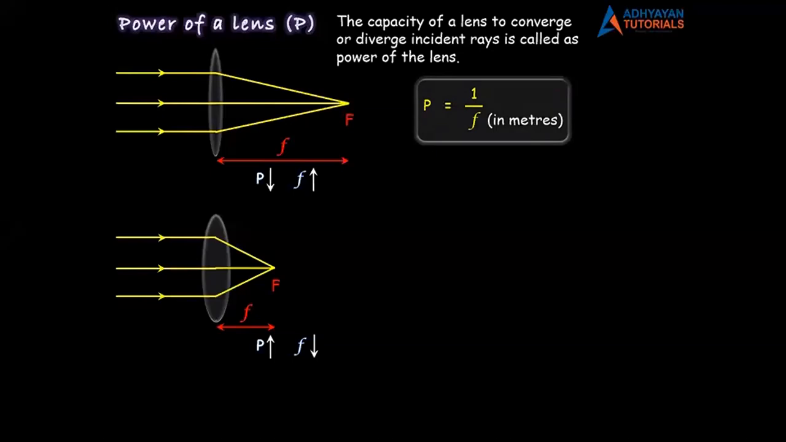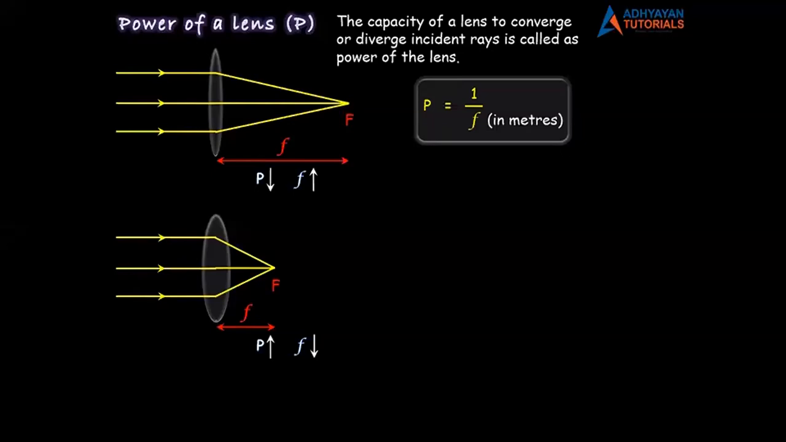Note down. Come on, write in the list of formulas. Formula number 3. P is equal to 1 upon F, and after F write in brackets, in meters. P is equal to 1 upon F in meters. I know people have started watching the time. I will not take more than 2 minutes now. Come on. P is equal to 1 upon F in meters.